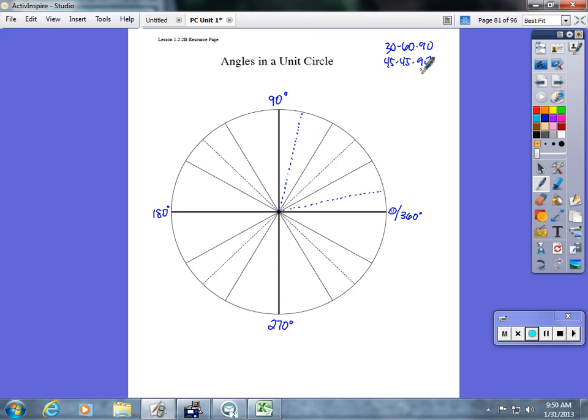All right, so regardless, we could see right here, this is halfway between 0 and 90. That's 45. Okay, halfway between 90 and 180, you can figure that out. Add them together, divide by 2. It's going to be 135. Halfway between 180 and 270 is going to be 225. And then halfway between 270 and 360 is going to be, let's see here, 315.